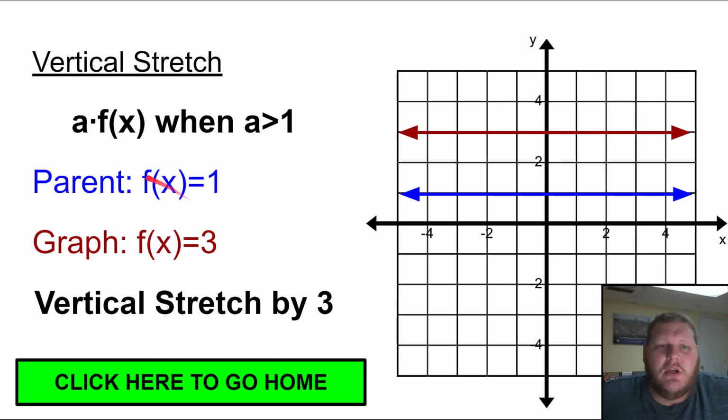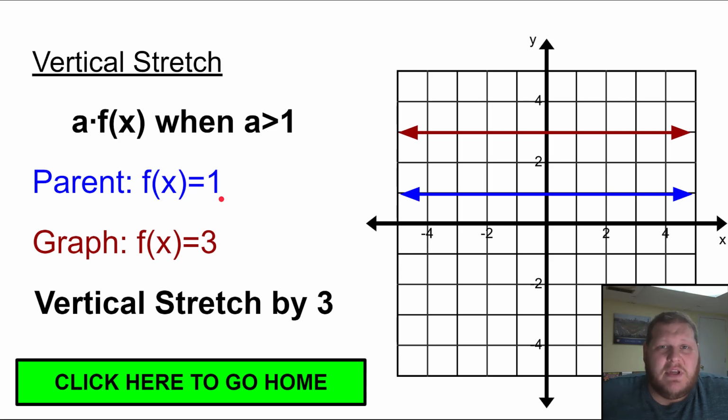For a vertical stretch, you can see the structure of my function is that I have some number multiplying on the outside of my function. And what tells me that it's a stretch is that my a value, that number I'm multiplying by, is bigger than 1. If you're multiplying by something bigger than 1, it's going to stretch it out and make it taller than how it usually is. So you can see here my parent graph is just +1, so I'm dealing with a constant.